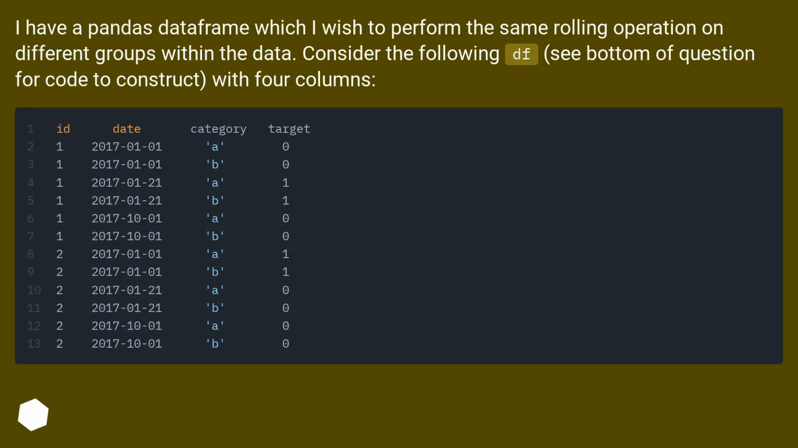Rolling operations on DataFrameGroupBy object. I have a pandas DataFrame which I wish to perform the same rolling operation on different groups within the data. Consider the following DF, see bottom of question for code to construct, with 4 columns.